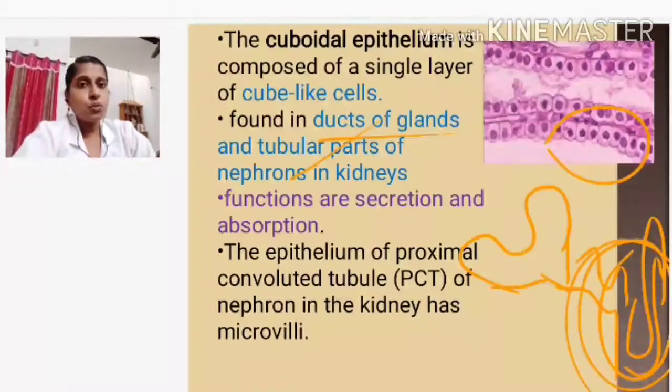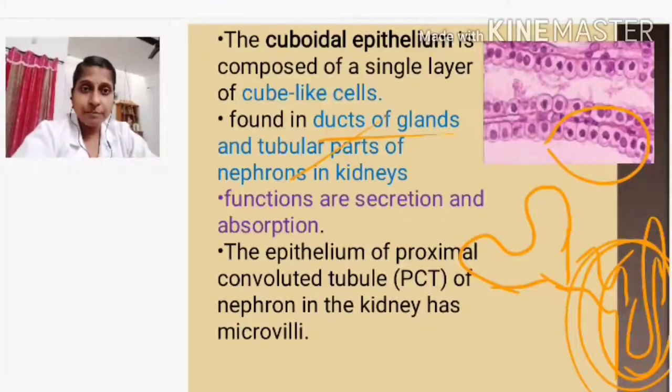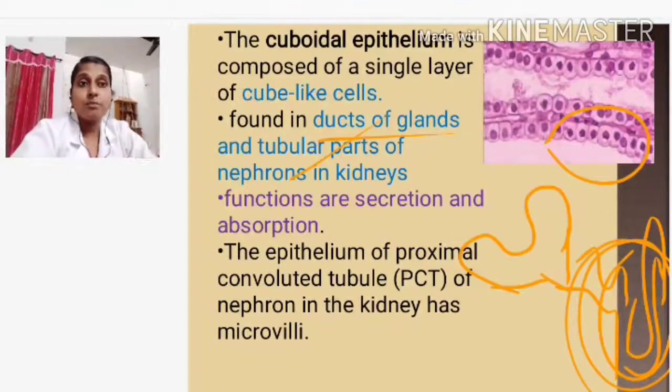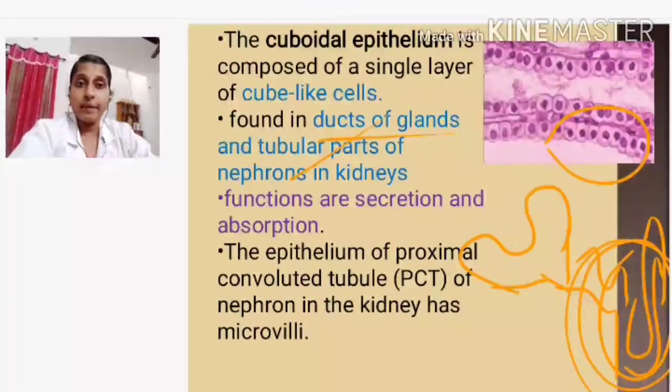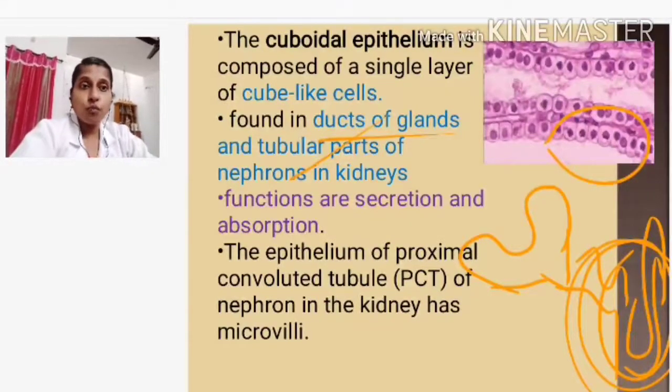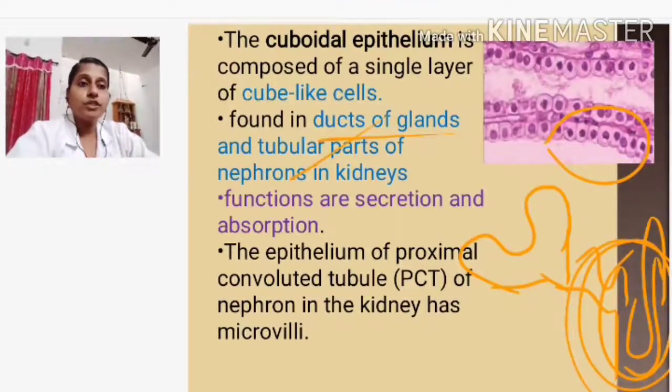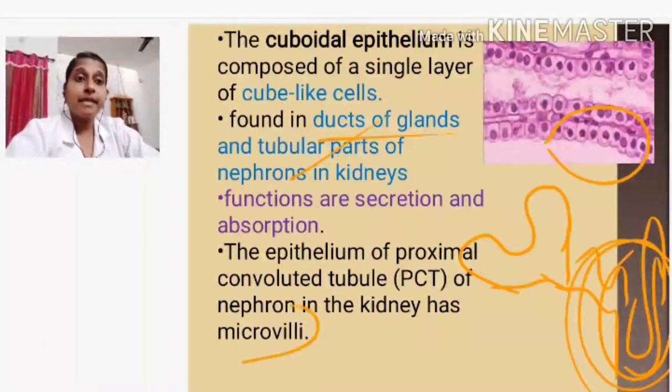Function is what? They are helping in secreting something, some enzymes or some ions, as well as helping in the absorption of some substances. So this is the function of what? This cuboidal epithelium. Okay. So the epithelium of the proximal convoluted tubule of the nephron has many microvilli.